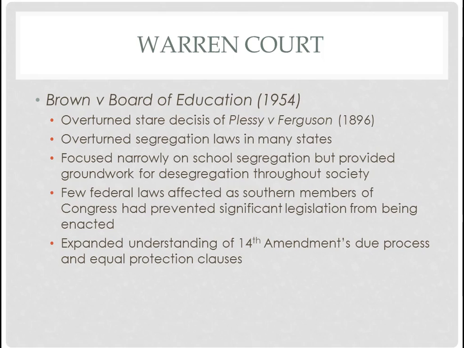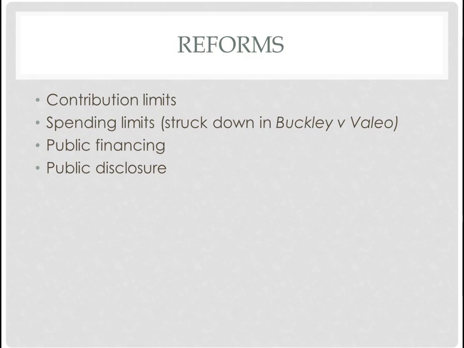The decision of Brown v. Board of Education did overturn segregation laws in many states, and even though it narrowly focused on school segregation, it ended up creating stare decisis for further decisions that led to desegregation throughout society. It is clearly an activist court. Earl Warren clearly wanted to bring justice to the system because Congress was unable or unwilling to act.